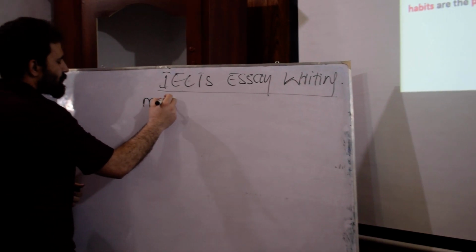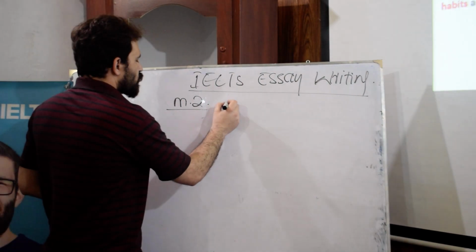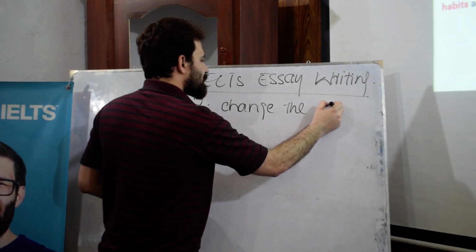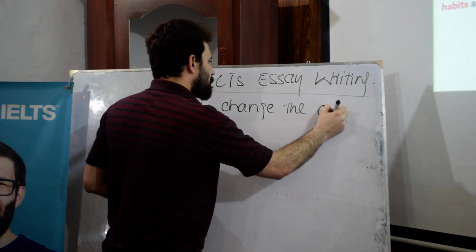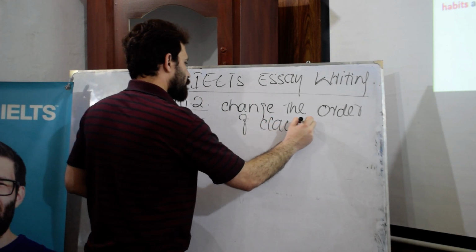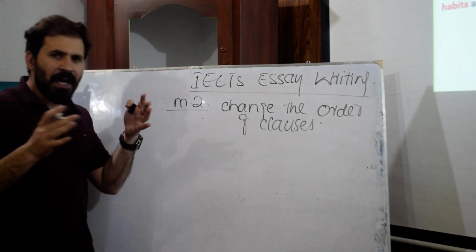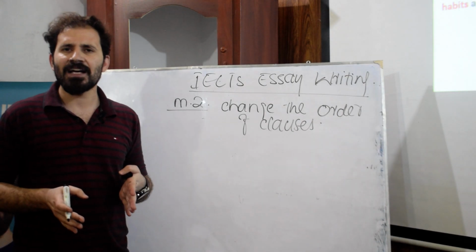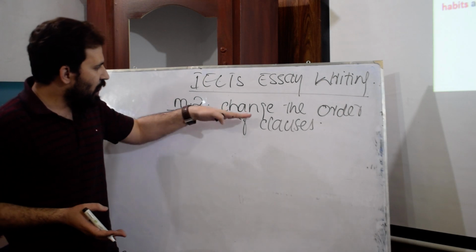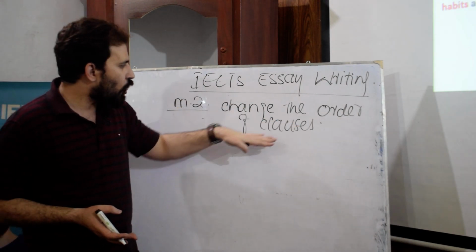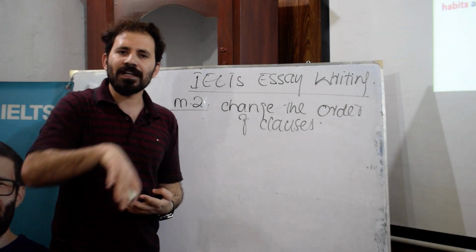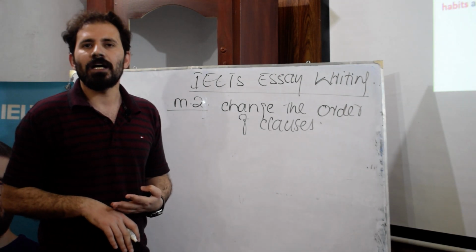Method number 2 is change the order of clauses. We have already studied clauses and sentence writing in our previous lectures, so now over here we want to talk about changing the order of clauses, how we can change the order of the clauses. Changing the order of the clauses is also called paraphrasing.